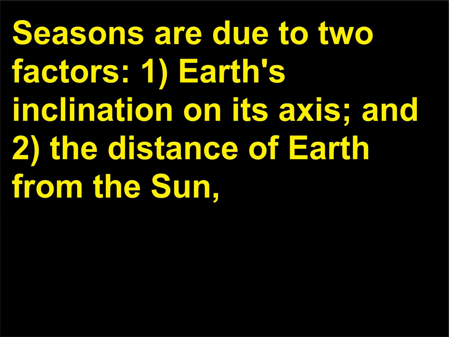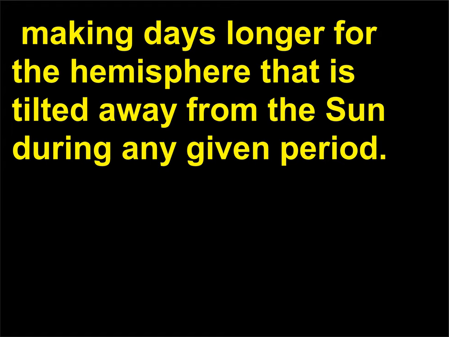Why do we have seasons? Seasons are due to two factors: 1, Earth's inclination on its axis, and 2, the distance of Earth from the Sun, making days longer for the hemisphere that is tilted away from the Sun during any given period.